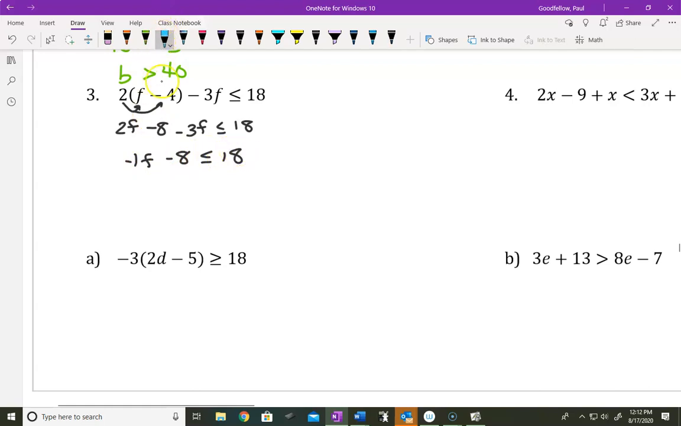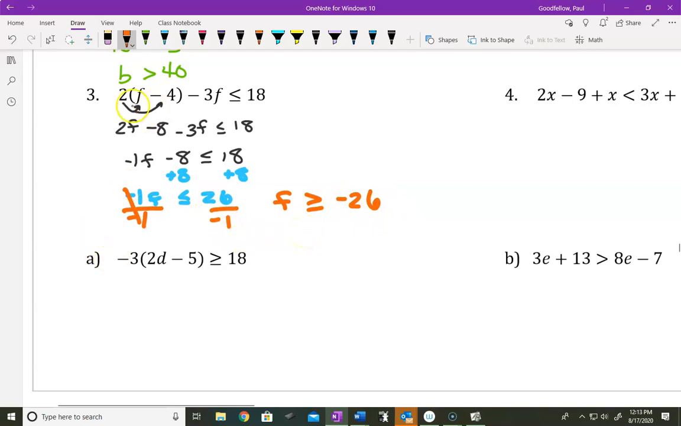And now this question is no different than the ones that appeared before. What am I going to get rid of first? Well, PEMDAS in reverse says I should get rid of the addition and subtraction first before I deal with the multiplication. So add 8 to both sides. Negative 1f is less than or equal to 26. And then I would get rid of the multiplication with division next. And in that process, I'm dividing by a negative, so the answer must switch signs to a negative 26, because a positive divided by a negative is a negative.